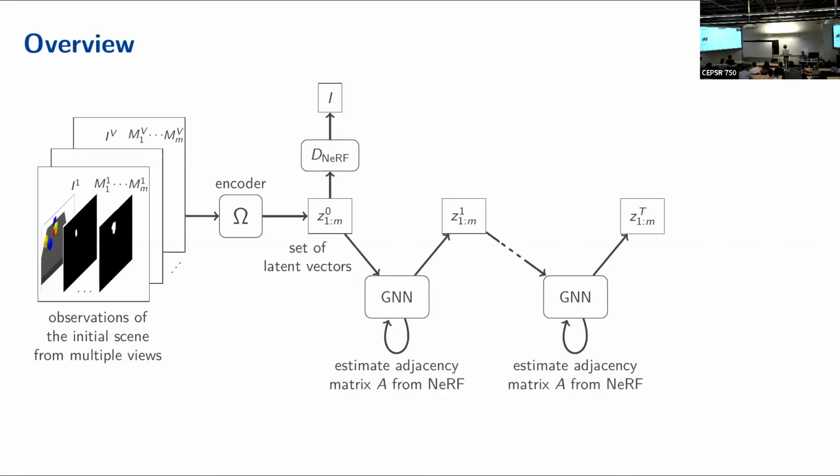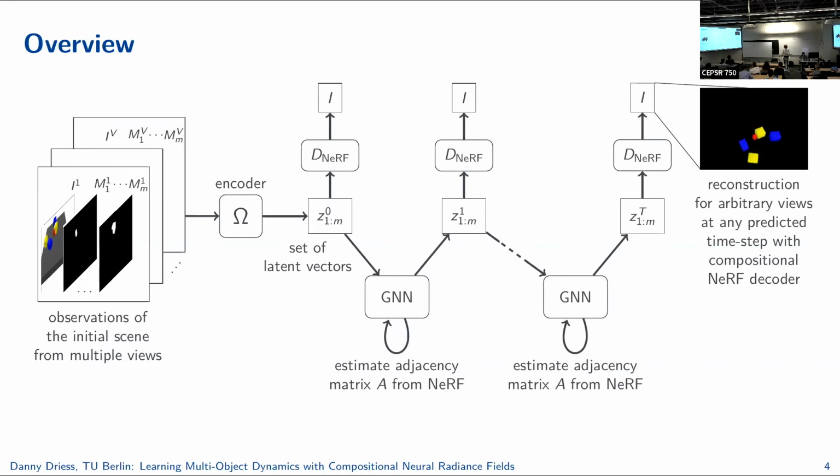Having this initial compositional encoding of the scene, the graph neural network dynamics model now predicts the evolution of this latent space. And at any forward predicted point in time, the scene can be reconstructed in 3D or rendered from arbitrary viewpoints with the NeRF decoder.